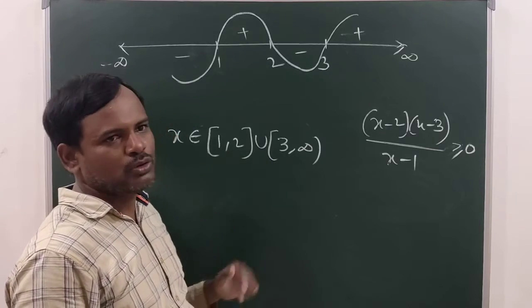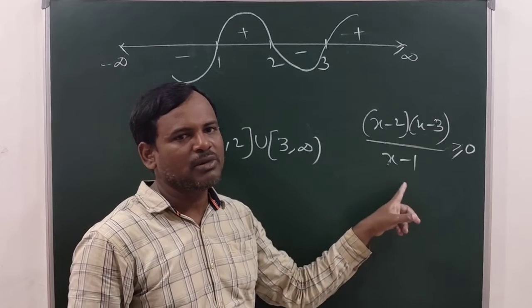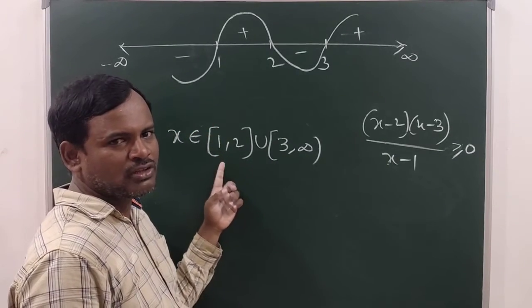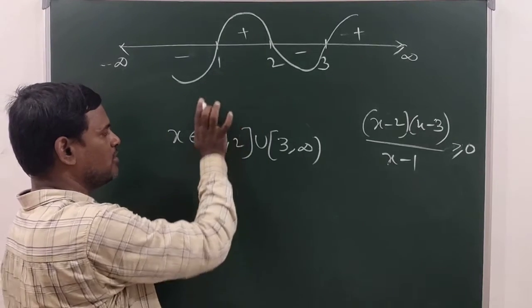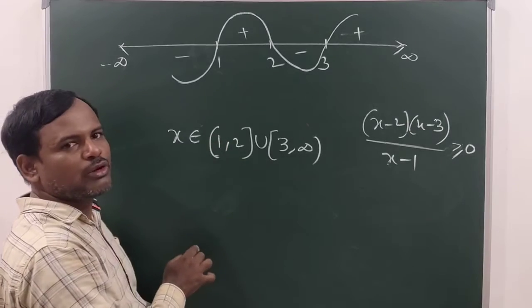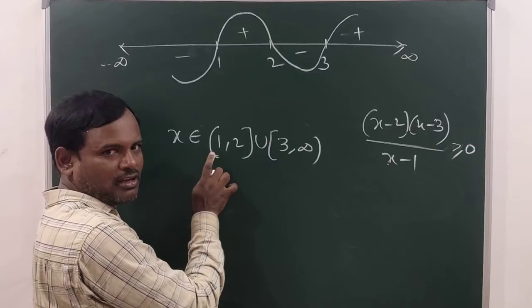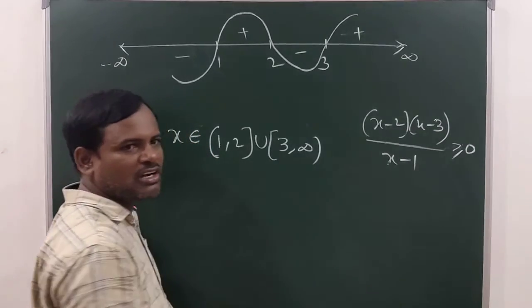So after writing the solution set, observe the denominator. What is the critical value of the denominator? 1. So here it has 1 in the solution set, so it is not a correct solution. It should not contain 1. So write the open symbol here, because if it includes 1, then 1 minus 1 is 0, and something by 0 is not defined.